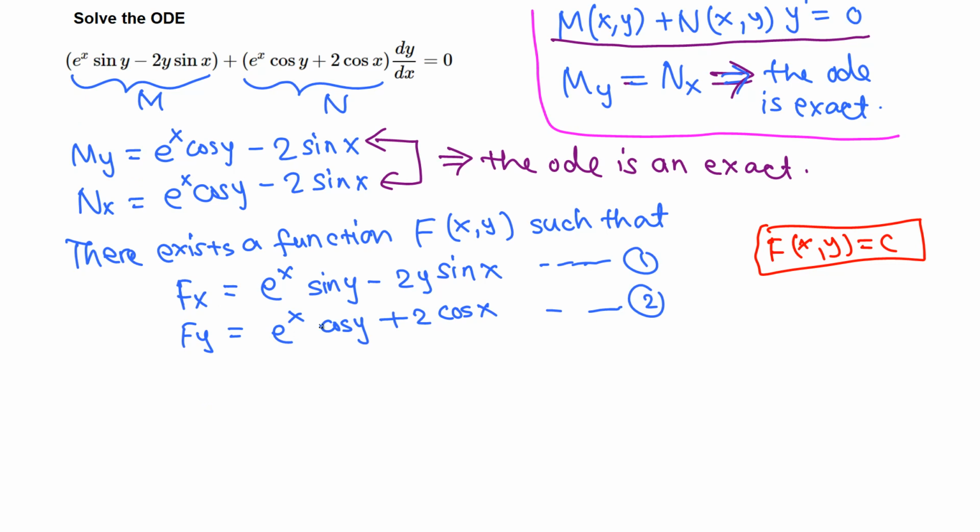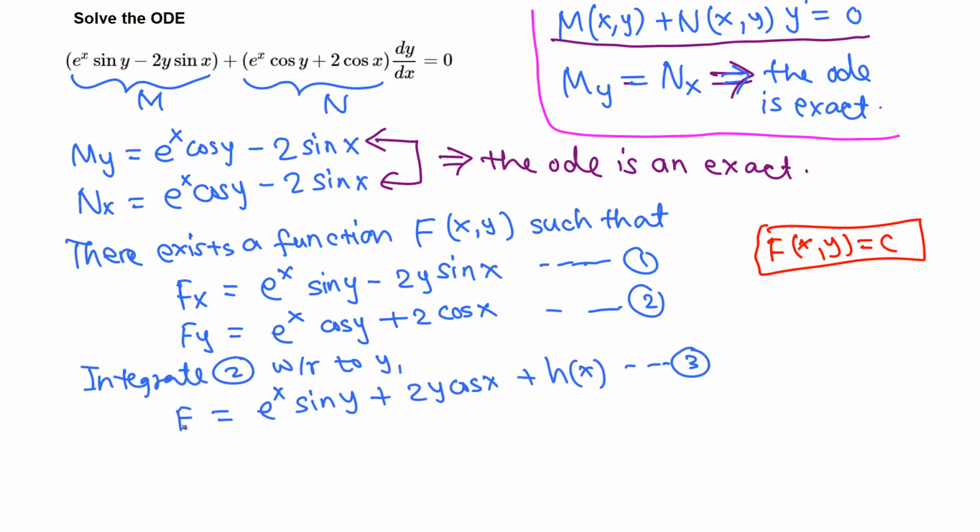Okay, so we can integrate 1 with respect to x, or we can integrate 2 with respect to y. Looks like 2 is easier, so let's integrate 2 with respect to y. We get f equals, so we are integrating with respect to y, dy. So e^x is constant, the antiderivative of cosine is sine, 2 cosine x is constant, and the antiderivative of 1 is just y. And as a constant, this could be a function of x or just a pure constant, h of x, because we are integrating with respect to y.